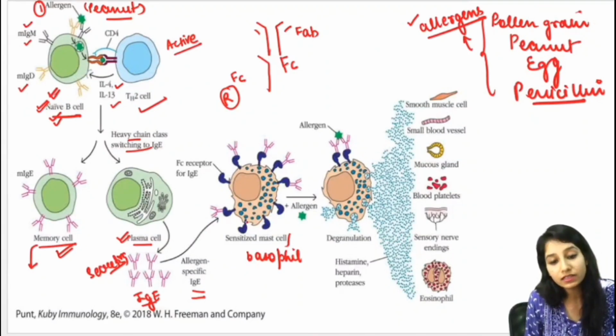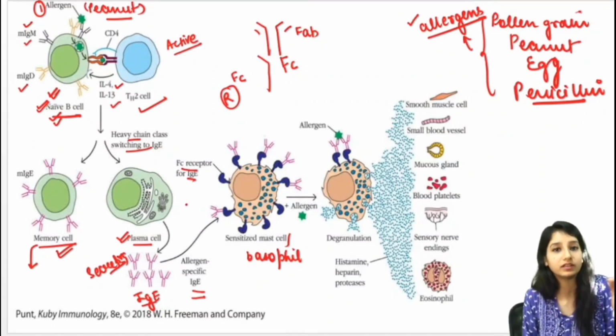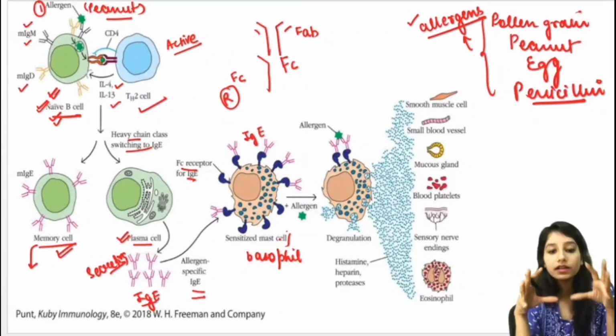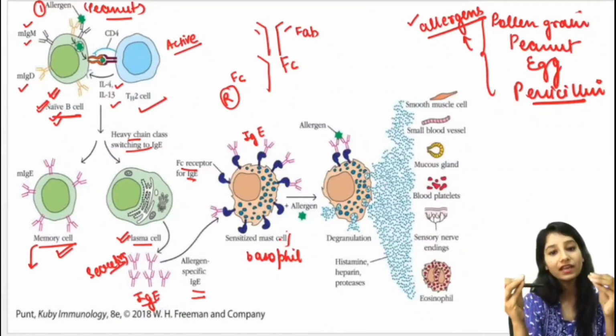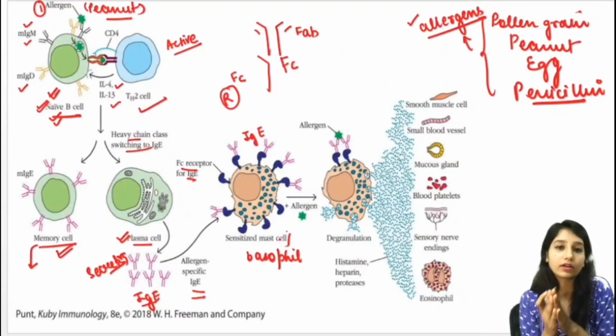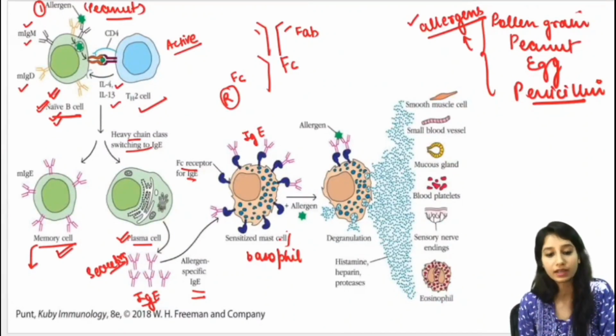So here you can see this blue structure is what? This blue structure is the FC receptor for IgE. It's specifically for one antibody, and that is IgE. Now this IgE has come and bound with this receptor. So what has occurred in this condition? The IgE antibody is bound with the FC receptor of the mast cell. That's it. This occurs when we have come in contact with the antigen for the first time.